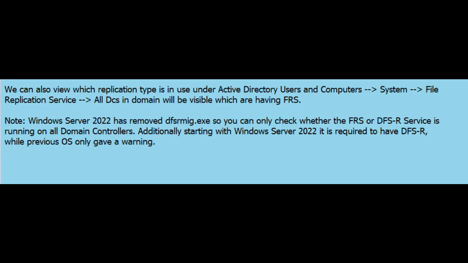We can also view which replication type is in use under Active Directory Users and Computers. Go to System, go to File Replication Service, and all DCs in the domain which are using FRS will be visible. Note to remember, Windows Server 2022 has removed dfsrmig.exe, so you can only check whether the FRS or DFSR service is running on all domain controllers. Additionally, starting with Windows Server 2022, it is required to have DFSR, while previous operating systems only gave a warning.